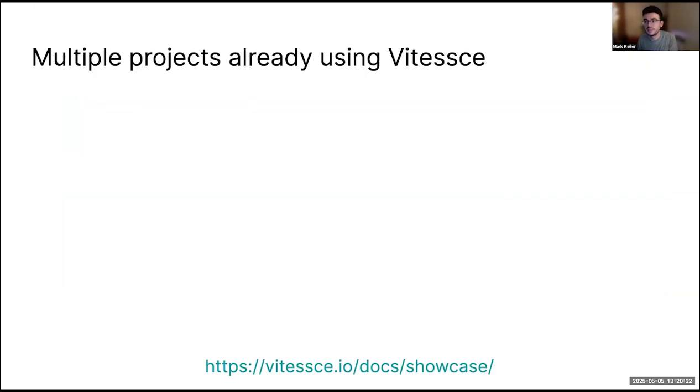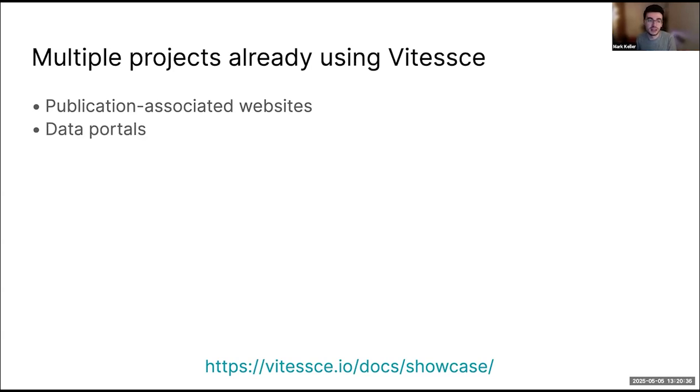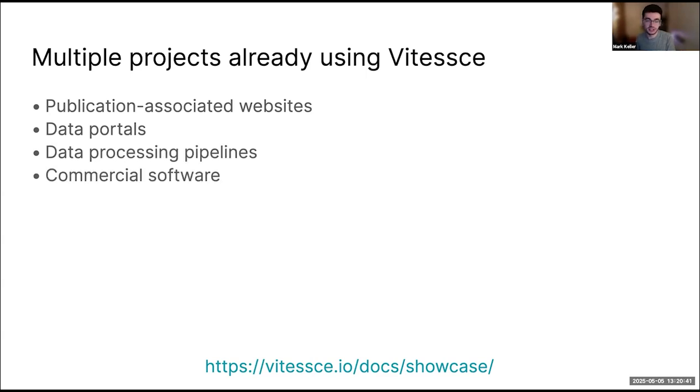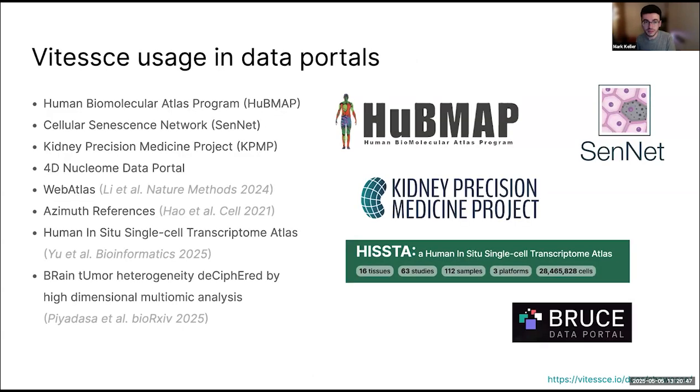So there are already some projects using Vitessce, which can be categorized into publication associated websites, where some author makes their data available on a website, or different data portals for the cell atlasing projects, or data processing pipelines, or even some commercial software that we've seen start to use Vitessce. This is a list of some data portals where it's currently used, and I won't go through all of these, but we have this showcase page of documentation where you can explore these if you're interested.